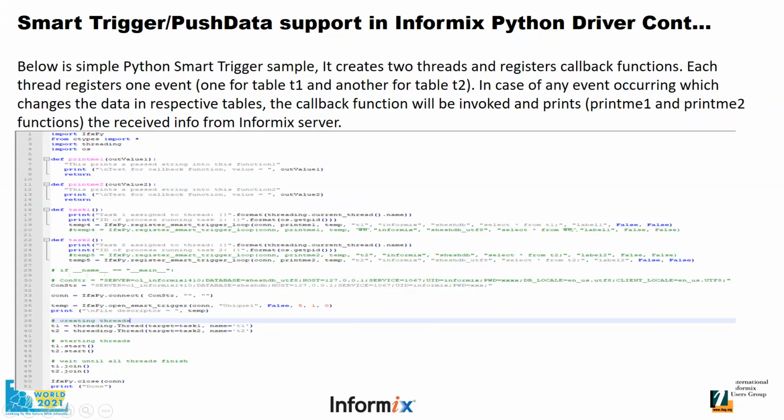Once any change in this table occurs, it will send the notification, and it will call these functions print me 1 and print me 2, and print the information it gets from the Informix server. So like this, you can use the smart trigger functionality in the Informix Python driver.